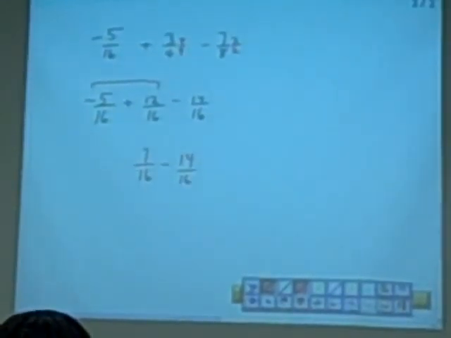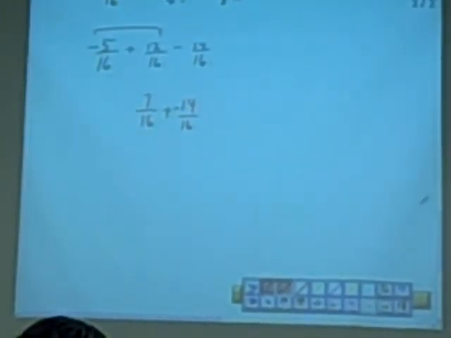Okay, so now we have 7 minus 14, and if you want to change that minus sign to a plus, change the sign to the next number, we can do that. So now we got a positive 7 and negative 14, and that gives us a what? Negative 7 over 16. Check to see if we can simplify, which we cannot, and that's our answer.